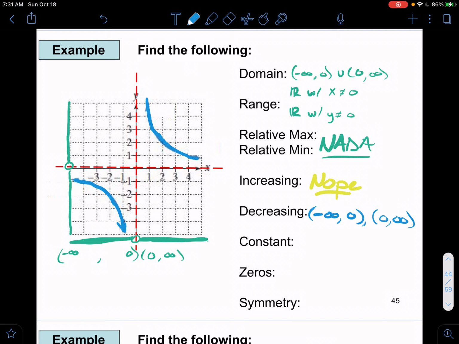Now, at no point does our graph stay flat. And at no point do we have zeros. Now, thinking about symmetry though, if I were to take this piece and rotate it, it actually would rotate on to that other part, right? So if this were to actually rotate down, it would land on there, so we would actually be able to say that this has odd symmetry.